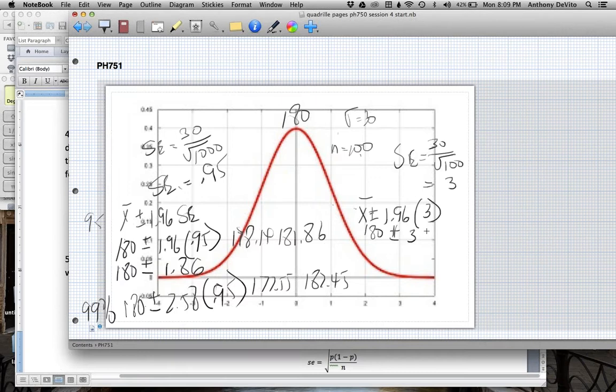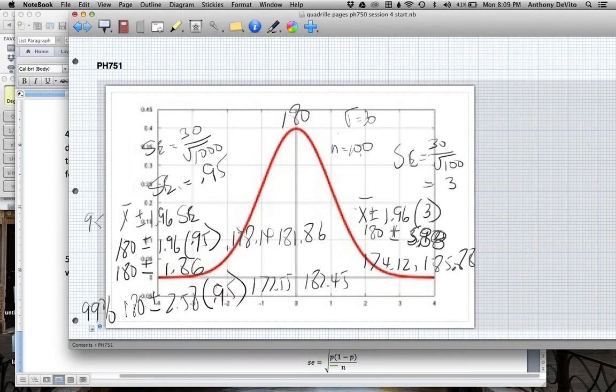What is that? 5.88. You're right. Okay, so my range is going to be, my upper limit's going to be 185.88. And my lower limit's going to be what? 174.12. Okay, let's compare the two of them.